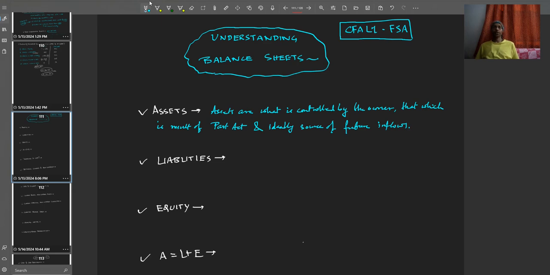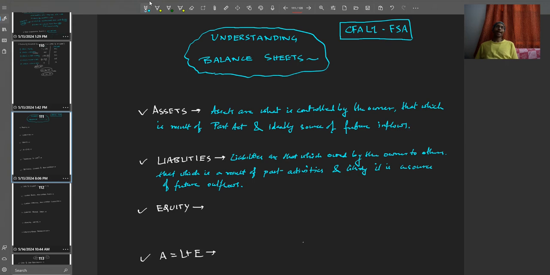Liabilities is more like an opposite or antithesis of assets. So liabilities are basically what is owed by the owner to others, and which is also a result of past activities, and under certain ideal circumstances, they can be the source of future outflows. So liabilities are that which is owed by the owner to other entities, that which is a result of past activities, and likely going to be a source of future outflows of income or outflows of cash.